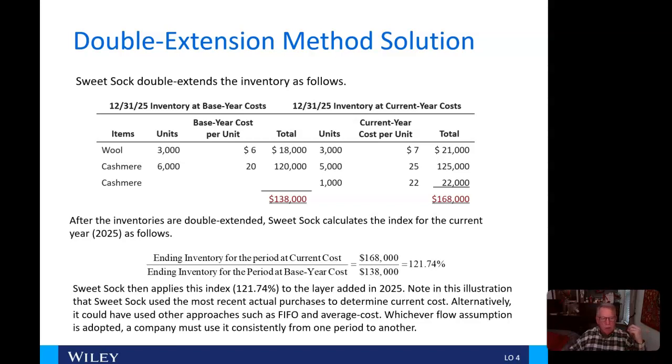But whichever flow assumption is adopted, the company must use it consistently from one period to another. And it's very unlikely that your outside auditors would agree to a change in cost flow assumption merely to save taxes. So we also have a principle of consistency. You would have to prove that a change in cost flow assumption improves reporting. Impossible to do in my view. So pretty much you're stuck with what you're doing.